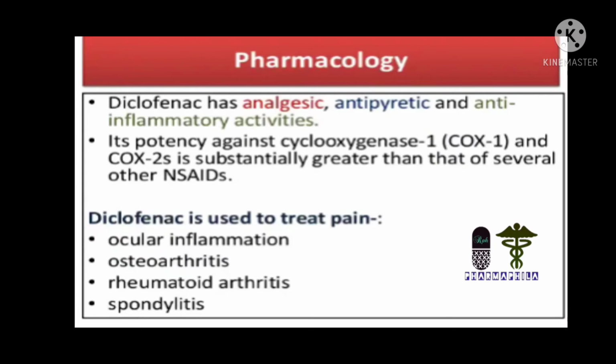Why does it have anti-inflammatory properties? Because it inhibits the COX-2 pathway. It inhibits the enzyme COX-2. That's why there are no PGs. So when there are no PGs, there is no pain and no inflammation. So it is used in ocular inflammation, osteoarthritis, rheumatoid arthritis, and spondylitis. If you still haven't seen the NSAID mechanism in my previous video, first go and check it out.